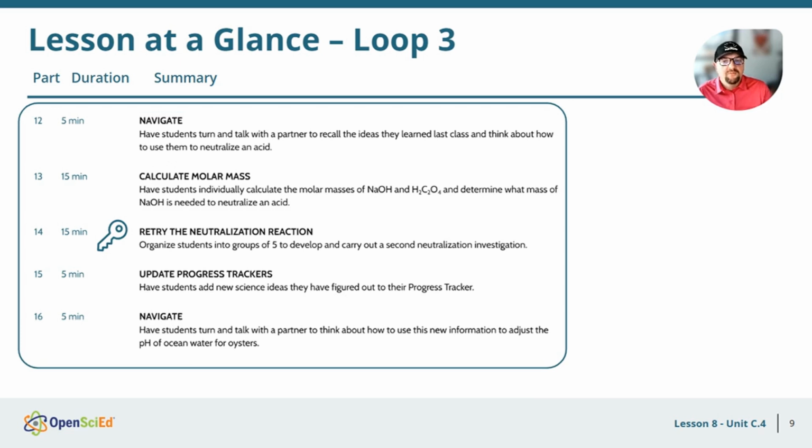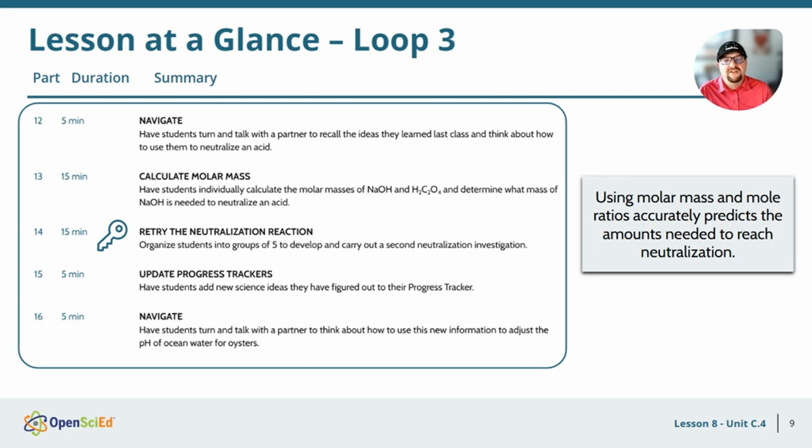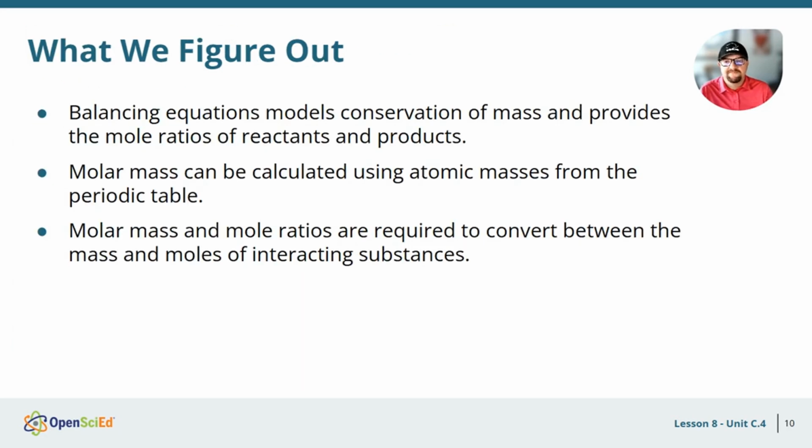For loop 3, we finally use our new stoichiometric tools to calculate the exact mass of sodium hydroxide needed to neutralize our 1 gram of oxalic acid. If students do the math correctly, they find they only need about 0.89 grams of base, not the 2 grams they guessed in day 1. They head back to the lab stations, mix the precise amounts, and achieve a successful neutralization.